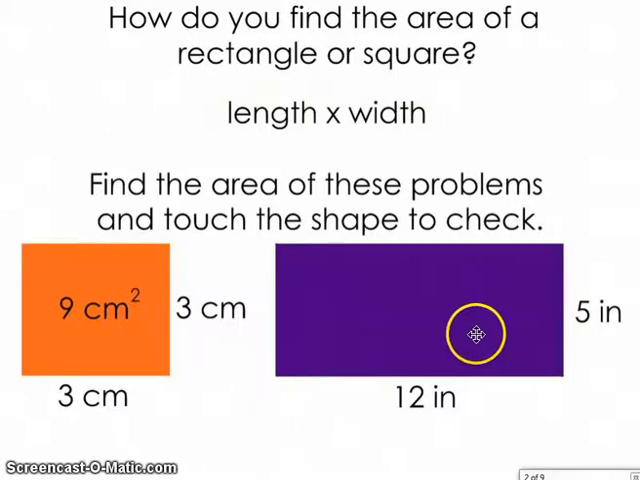Now if we go over to the rectangle, we're going to figure it out the same way, length times width, and we're going to multiply 12 times 5 inches, and we get 60 inches squared, making sure that we end our area in inches squared.